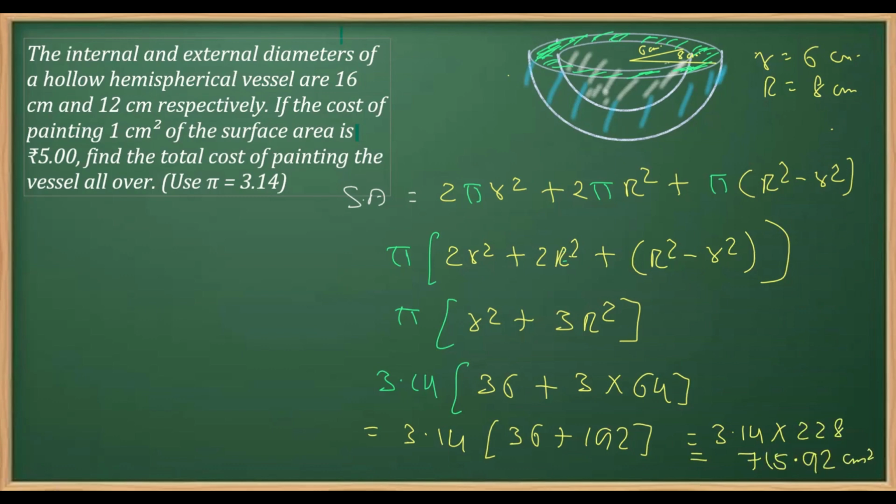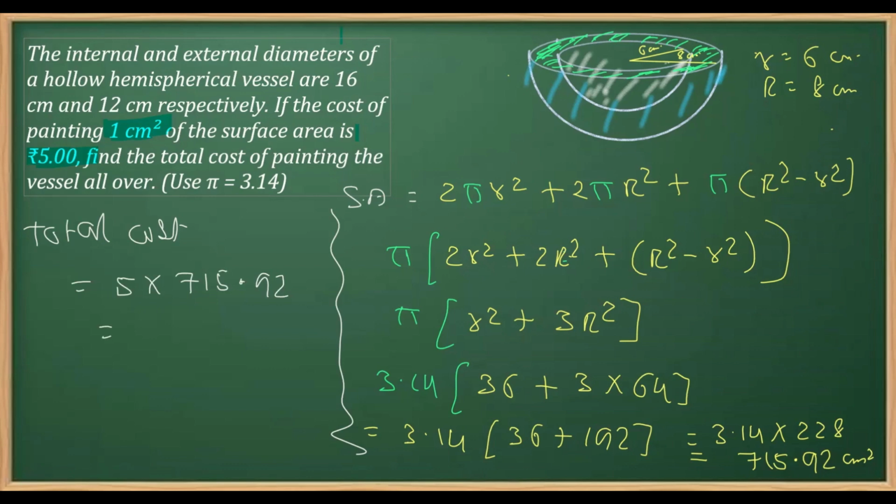But then we have to find the cost, and the rate for 1 centimeter square is given. So the total cost of painting should come as 5 multiplied by this number, which is 715.92. So on multiplying this with 5, we are going to get this in rupees, and it is 3579.60. So this should be our final answer in this case.